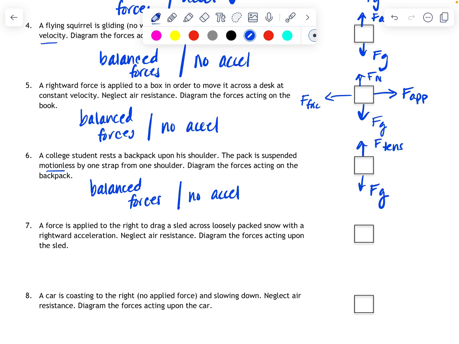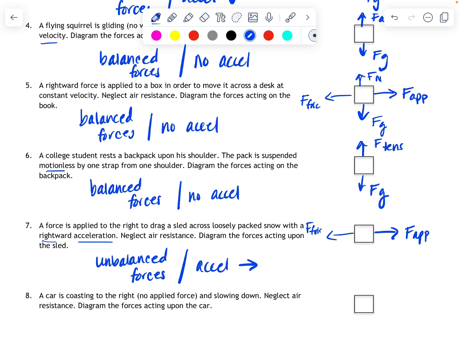A force is applied to the right to drag a sled along a loosely packed snow with a rightward acceleration. Oh, we have acceleration. Neglect air resistance. Diagram the forces acting upon the sled. So with acceleration, we have unbalanced forces. And we're accelerating probably to the right. Yep, rightward. So we've got that. That's our applied force. And even though snow probably doesn't have a lot of friction, there's still some. And it says neglect air resistance, so we still have the force of gravity and that normal force working on things.